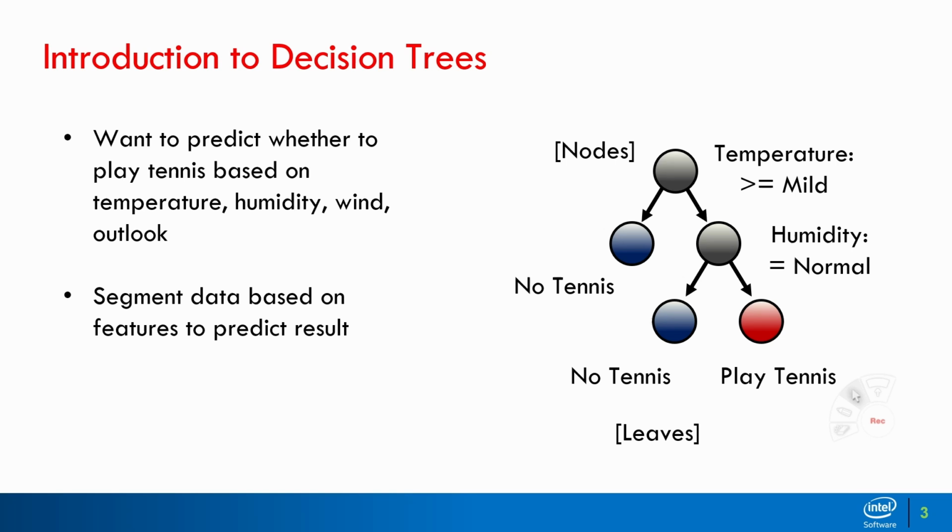For example, if the temperature is lower than mild, then no tennis. If the temperature is higher than mild, then plays tennis. We keep asking question after question until we reach a good decision, yes or no, which is called a leaf node. The depth of this tree is 2.